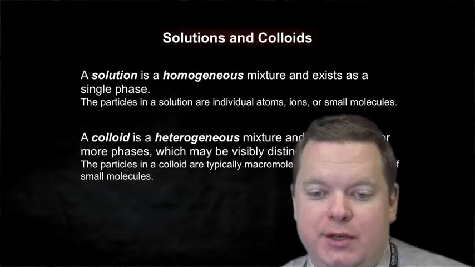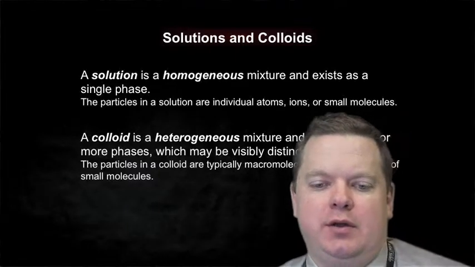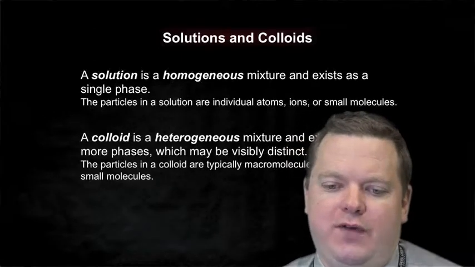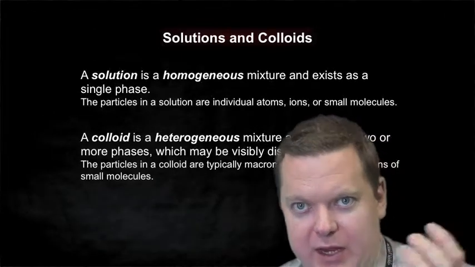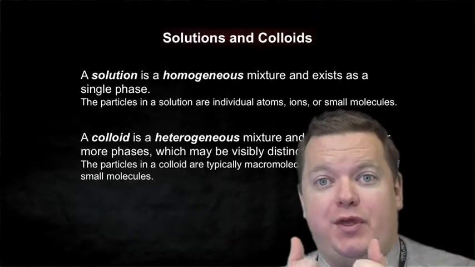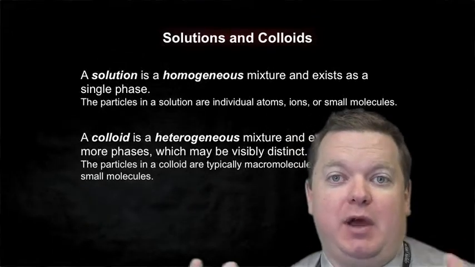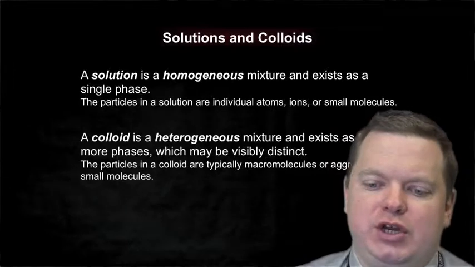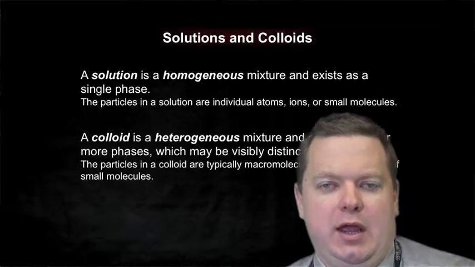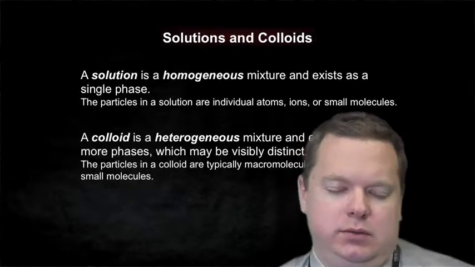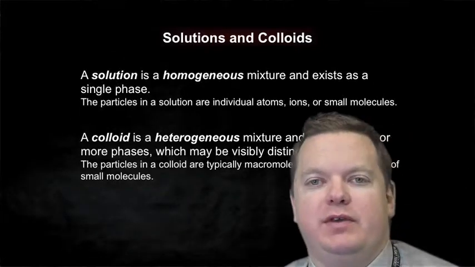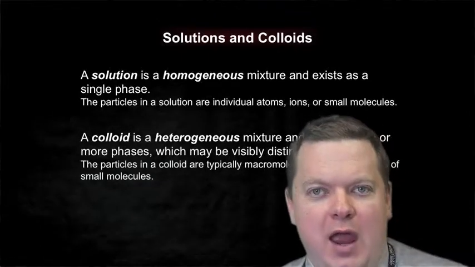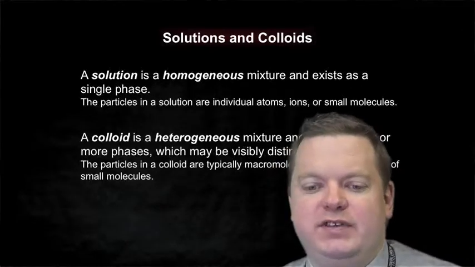The first one is the solution, which is a homogeneous mixture that exists in a single phase. So all the things come together in a homogeneous mixture in a single phase, indistinguishable. One thing is interacting with another because of these intermolecular forces and becoming indistinguishable from the other. The other type of mixture, remember, is the heterogeneous, and when we have this type of mixture in the liquid form primarily, one of these types of mixture is called a colloid. This is a mixture that exists with two or more phases, and those phases are visibly distinct.